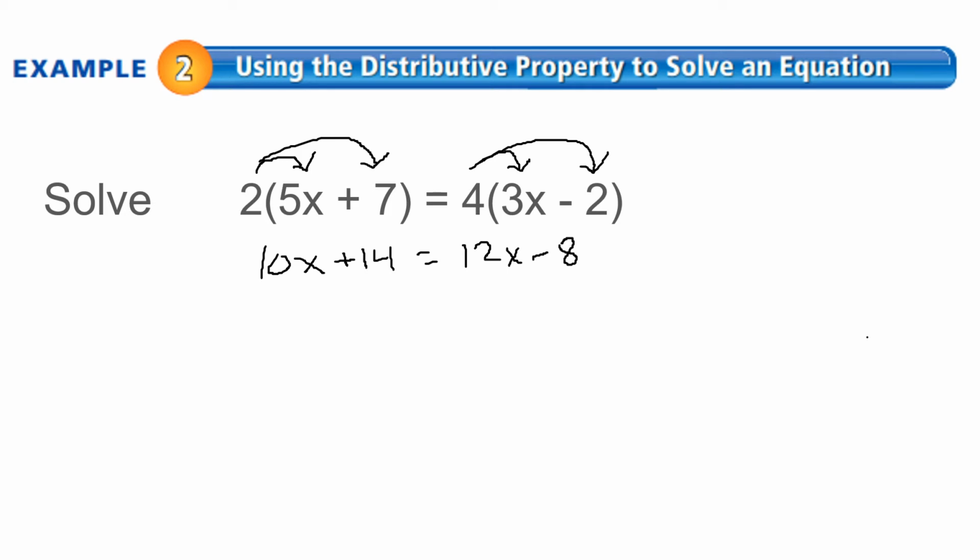Now that we've gotten rid of the parentheses, you can see that this is very similar to example 1, where we have a variable term on each side and a constant term on each side. Just like we did in example 1, we're going to get all the variable terms on the left and all the constant terms on the right. So I'm going to move the 12x over to the left to join up with the 10x, and move the 14 over to the right to join up with the minus 8, by doing inverse operations. The opposite of a positive 12x is a negative 12x. So I'm going to add a negative 12x to this side.